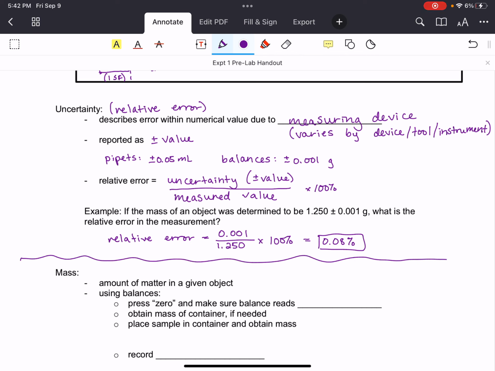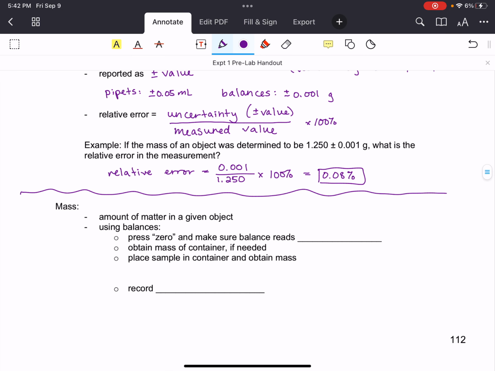Let's talk about the measurements that you'll be taking when you do this experiment. The first is mass. So we think about the amount of matter in a given object. To measure the mass, we're going to be using balances. When you use the balance, you're going to start by pressing 0, and when you do, the balance should read 0.000 grams.